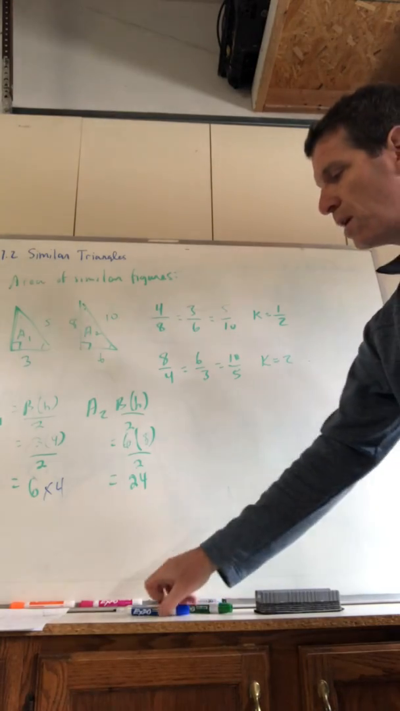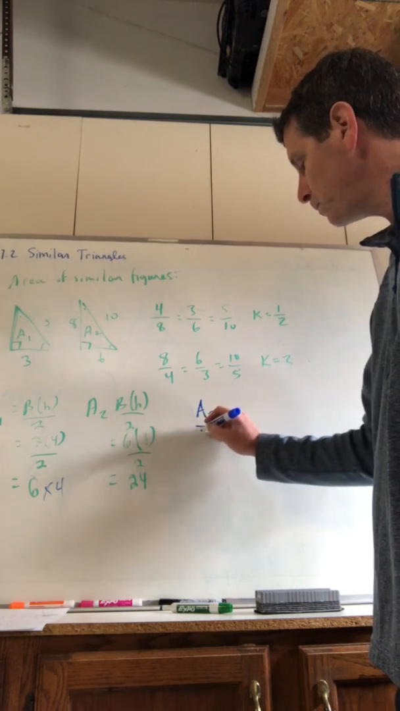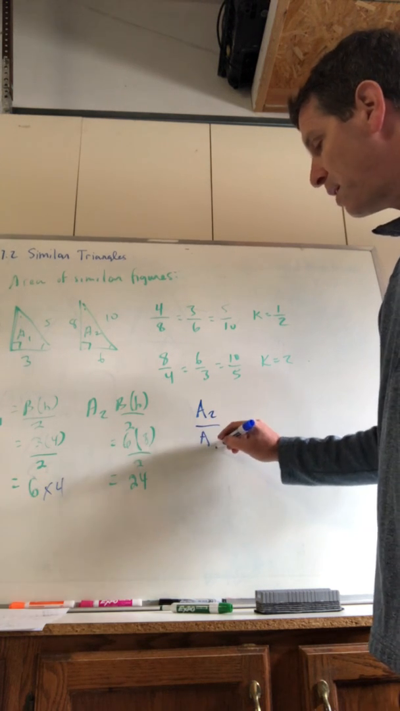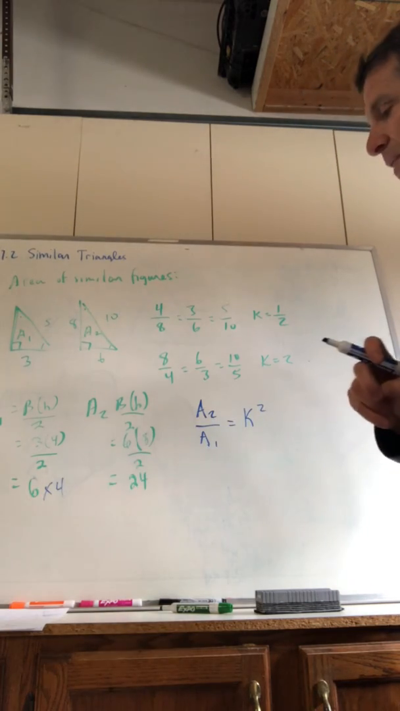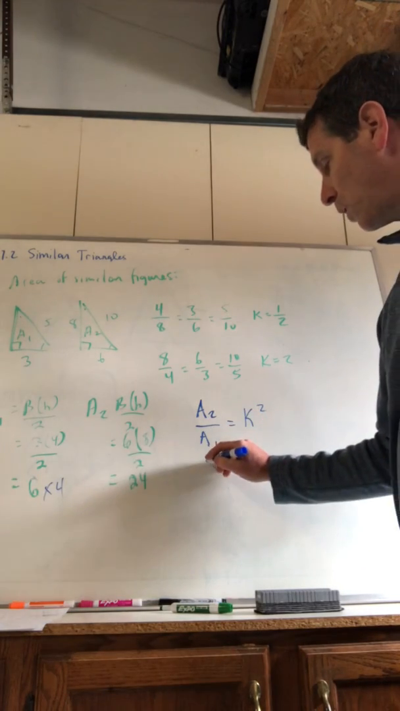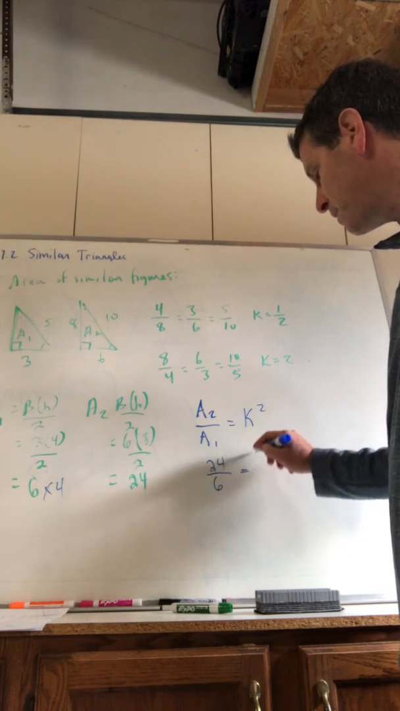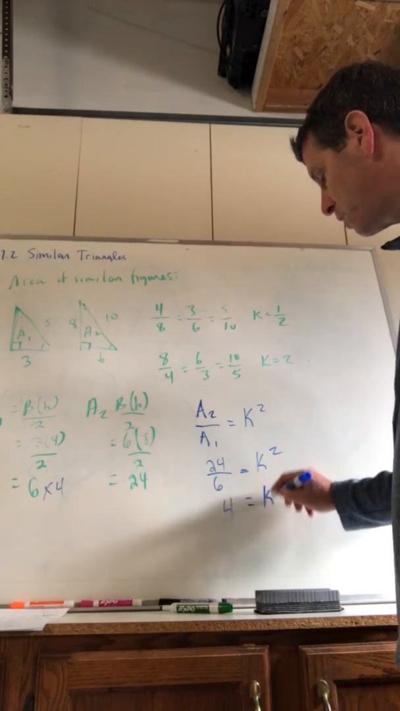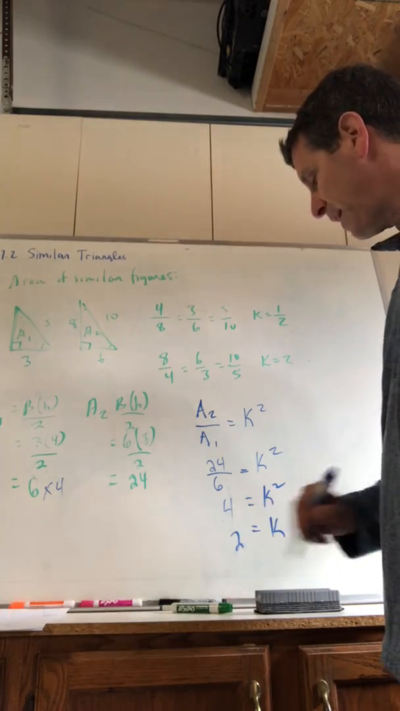And that leads us to an interesting little rule here. If I take the area of triangle 2 divided by the area of triangle 1, that would equal the scale factor squared. So 24 over 6 is equal to k squared. And we know that 4 is equal to k squared. K is 2.